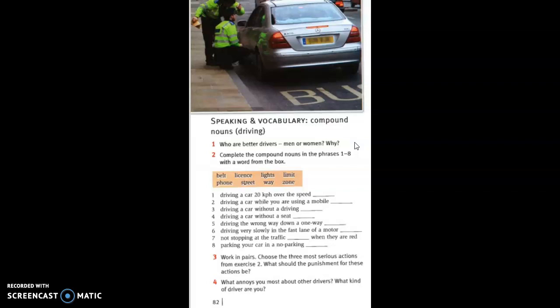Once they've had a brief discussion about driving and been introduced to the topic, they can move on to exercise 2. Complete the compound nouns in the phrases 1 to 8 with a word from the box. So you've got 8 words in the box, 8 sentences which have a gap, and they need to put one of the words in the gap. For example, driving a car 20 kilometers per hour over the speed limit.